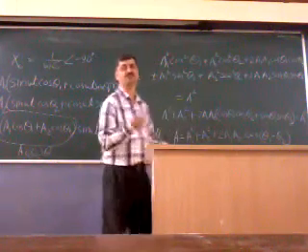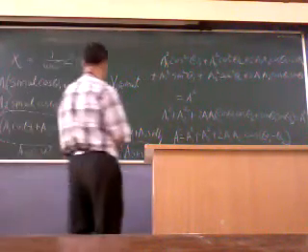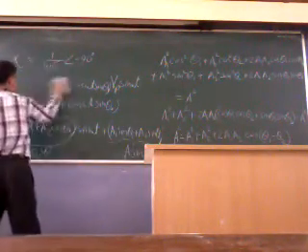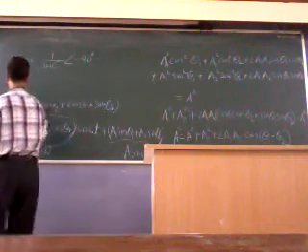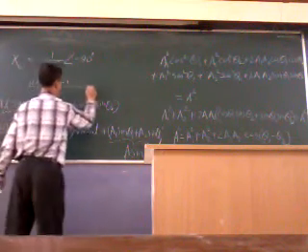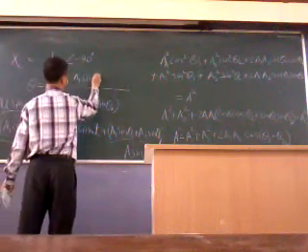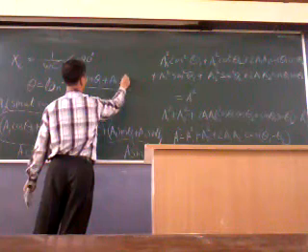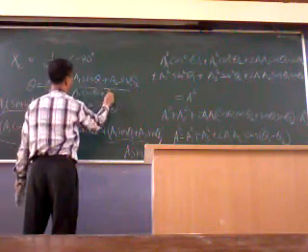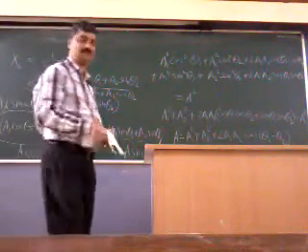And what about theta? If we take the ratio of this upon this, theta is equal to tan inverse of a1 sin theta 1 plus a2 sin theta 2 upon a1 cos theta 1 plus a2 cos theta 2. Can it be simplified further?